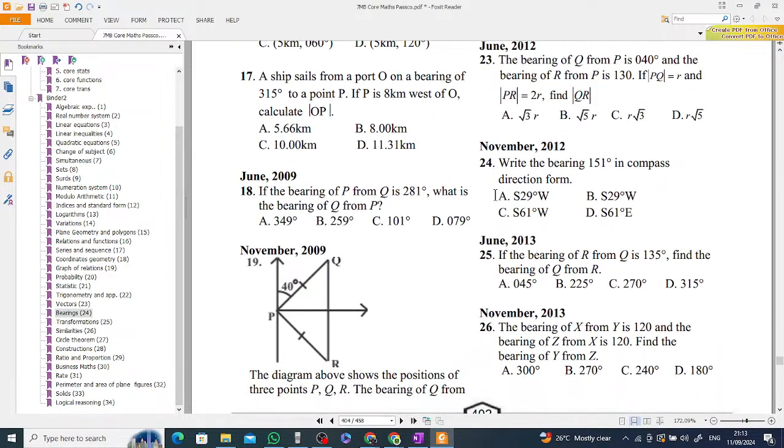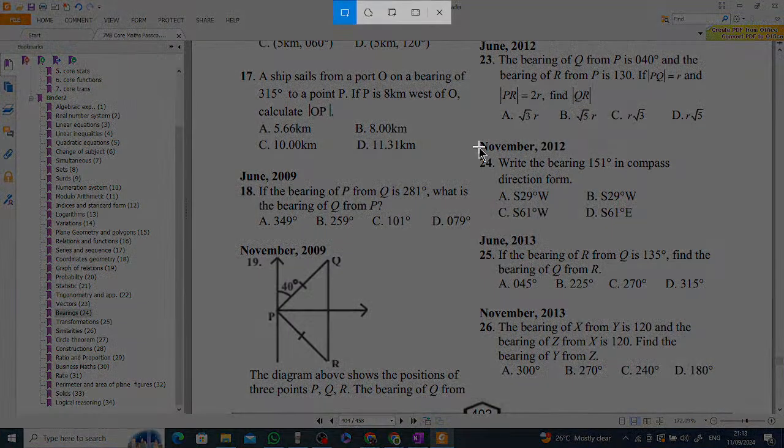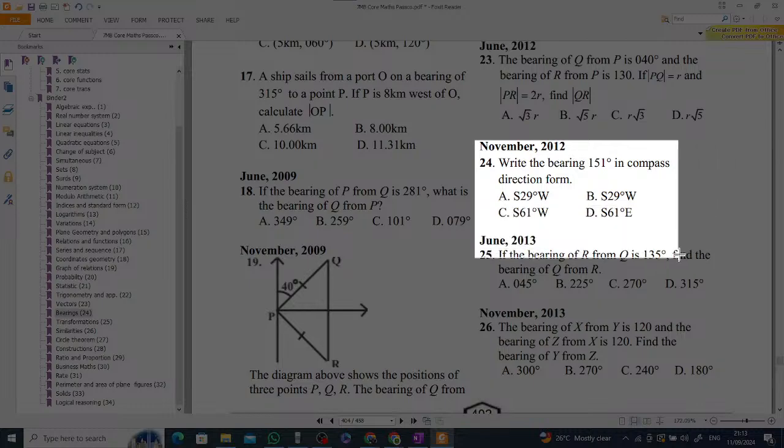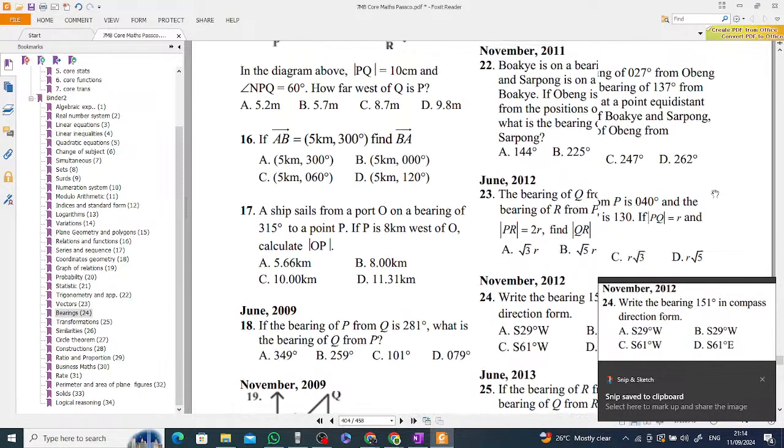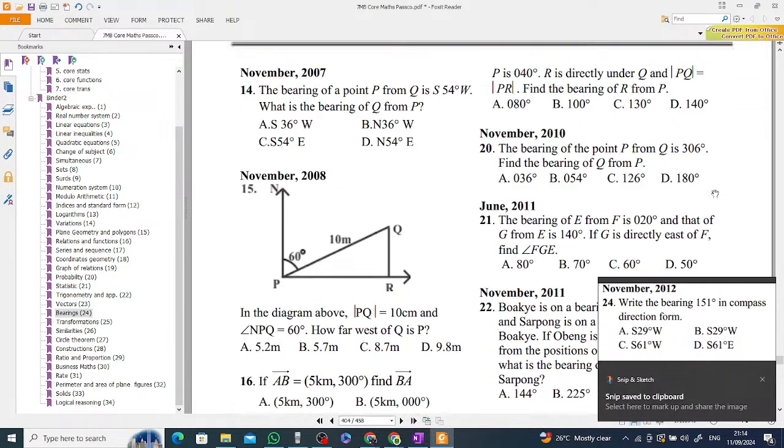Right. Now there's another one here. Write the bearing 151 in compass direction form. And that's what you've done before. You've done it. It's easy. So apart from bearing, which one do you have issues with?